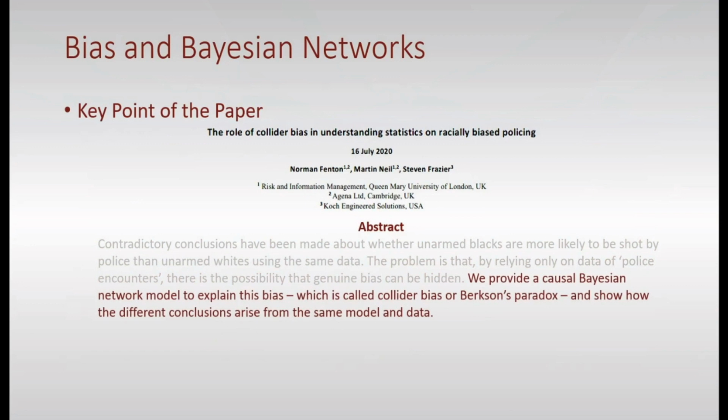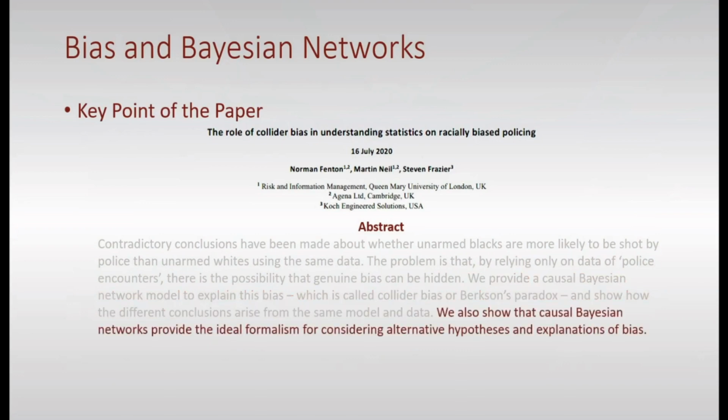And then we provide a causal Bayesian network model to explain this bias, which is called collider bias or Berkson's paradox. And we show how the different conclusions arise from the same model and data. And we also show that causal Bayesian networks provide the ideal formalism for considering alternative hypotheses and explanations of bias.